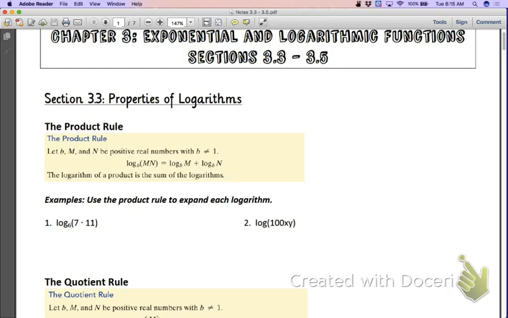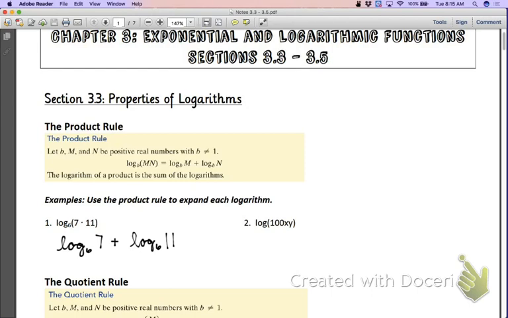if you have two things that are multiplying together inside the log, like log base 6 of 7 times 11, what you can do to come up with the same value is expand it with the product rule. All that means is whenever we multiply, if we have log base 6 of 7 times 11, we're going to have log base 6 of 7 plus log base 6 of 11.